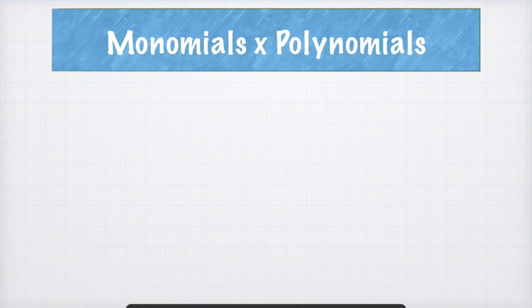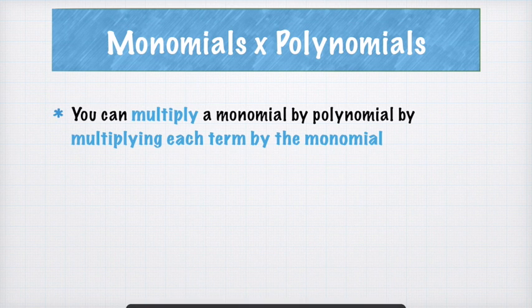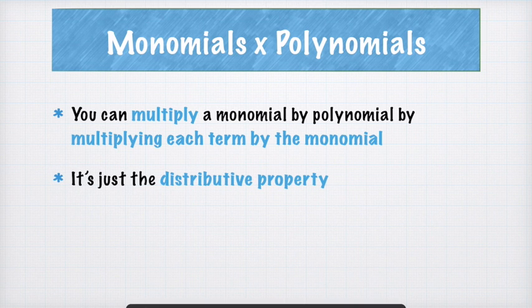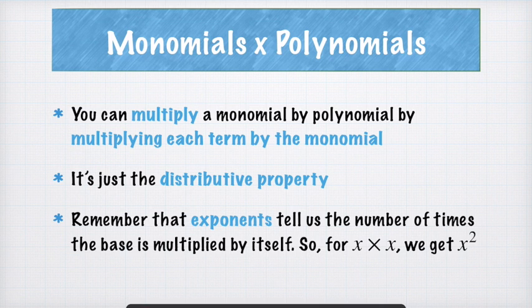Next, we're going to do some polynomials times monomials. When we multiply a monomial by a polynomial, we're just going to multiply each term of the polynomial by the monomial. So we're just using the distributive property here. And we need to remember that exponents tell us the number of times the base is multiplied by itself. So if we have x times x, we'll end up with x squared. That 2 in the exponent up here tells us that the x is multiplied by itself 2 times.